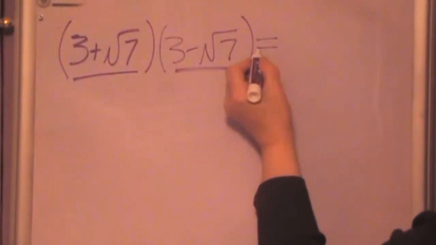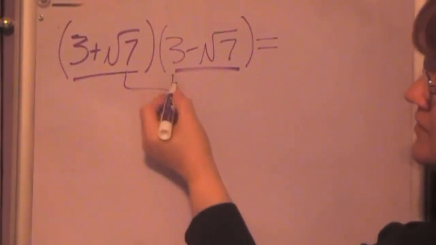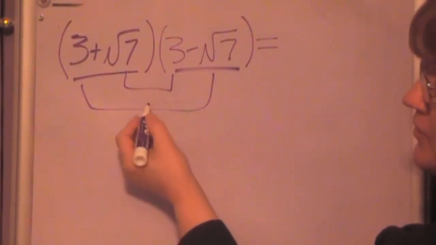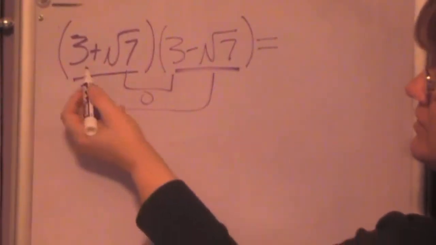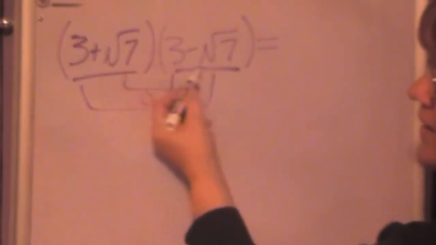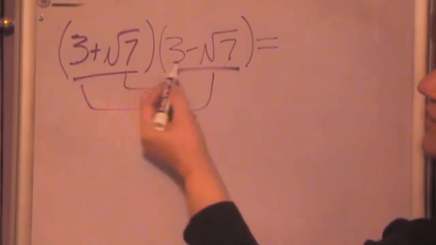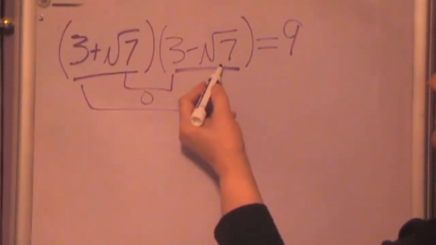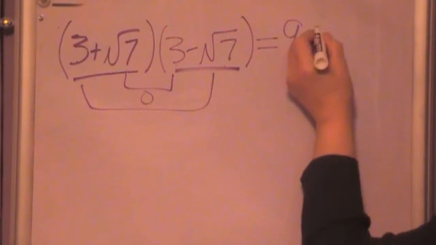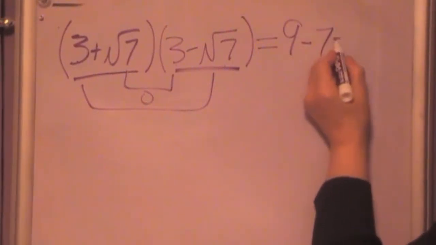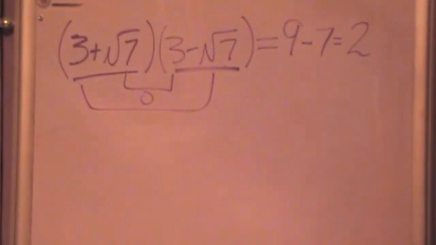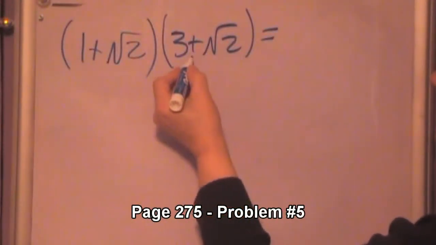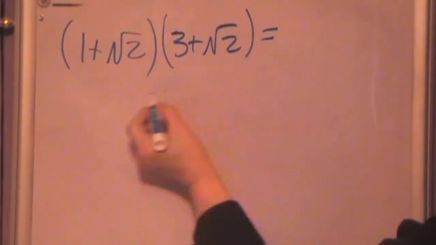So the middle term is going to drop out on this because it's going to be 3 root 7 minus 3 root 7, so that's going to end up being 0 there. So you just have the first minus the second, which is 3 times 3 is 9, and root 7 times root 7 is just 7, so you have minus 7 equals 2.